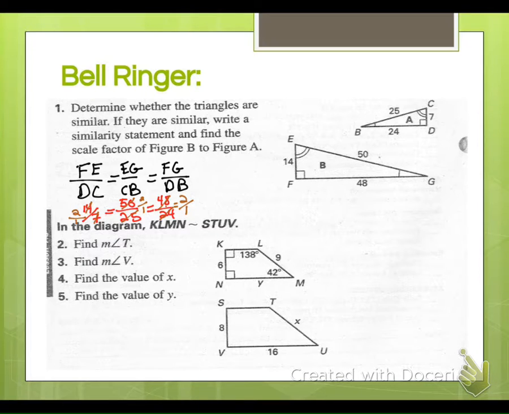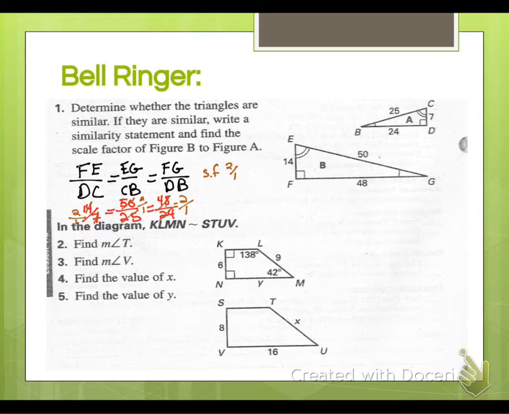So we see that they all have the exact same ratio, which is what allows us to say that they are similar. When we have similar triangles, they have congruent angles and proportional sides. So right now we see that that proportion is 2 to 1. So our scale factor here is 2 to 1 because they all boil down to that.